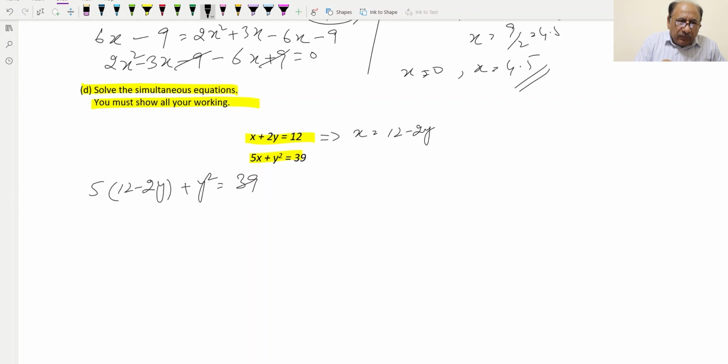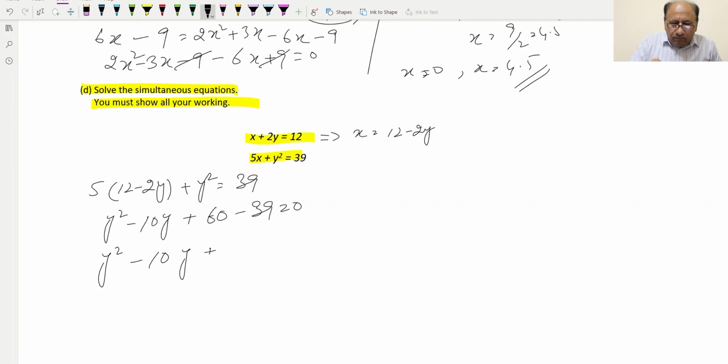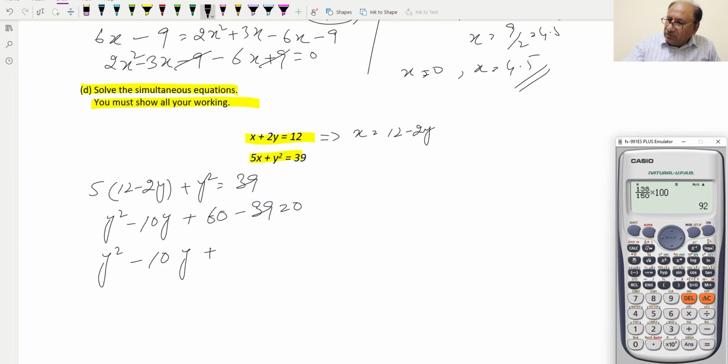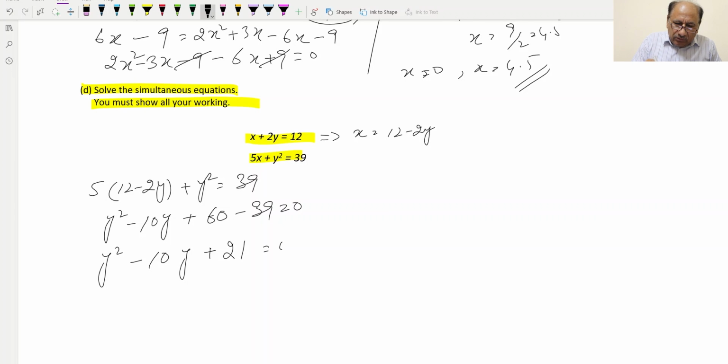Now we can open the bracket, so it will be y squared minus 10y plus 60, and 39 we can shift to the other side, so minus 39 is equal to 0. The quadratic equation will be y squared minus 10y plus 21, as 60 minus 39 is equal to 21, is equal to 0. So now we can factorize.